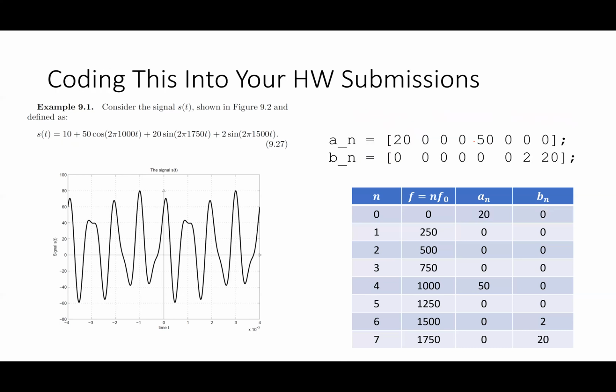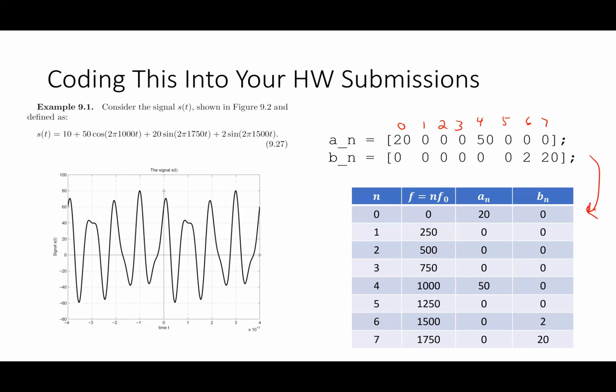So if you look at the way you would code this into your homework submissions, what I ask you for is a vector, typically. I give you the form of the vector there, but there's no fancy coding per se. You could just hard code this in, where the first term here is my n equals 0 term. This is my n equals 1 term. 2, 3, 4, 5, 6, 7. You can match that with that table there and see that pretty clearly. So it's pretty easy.